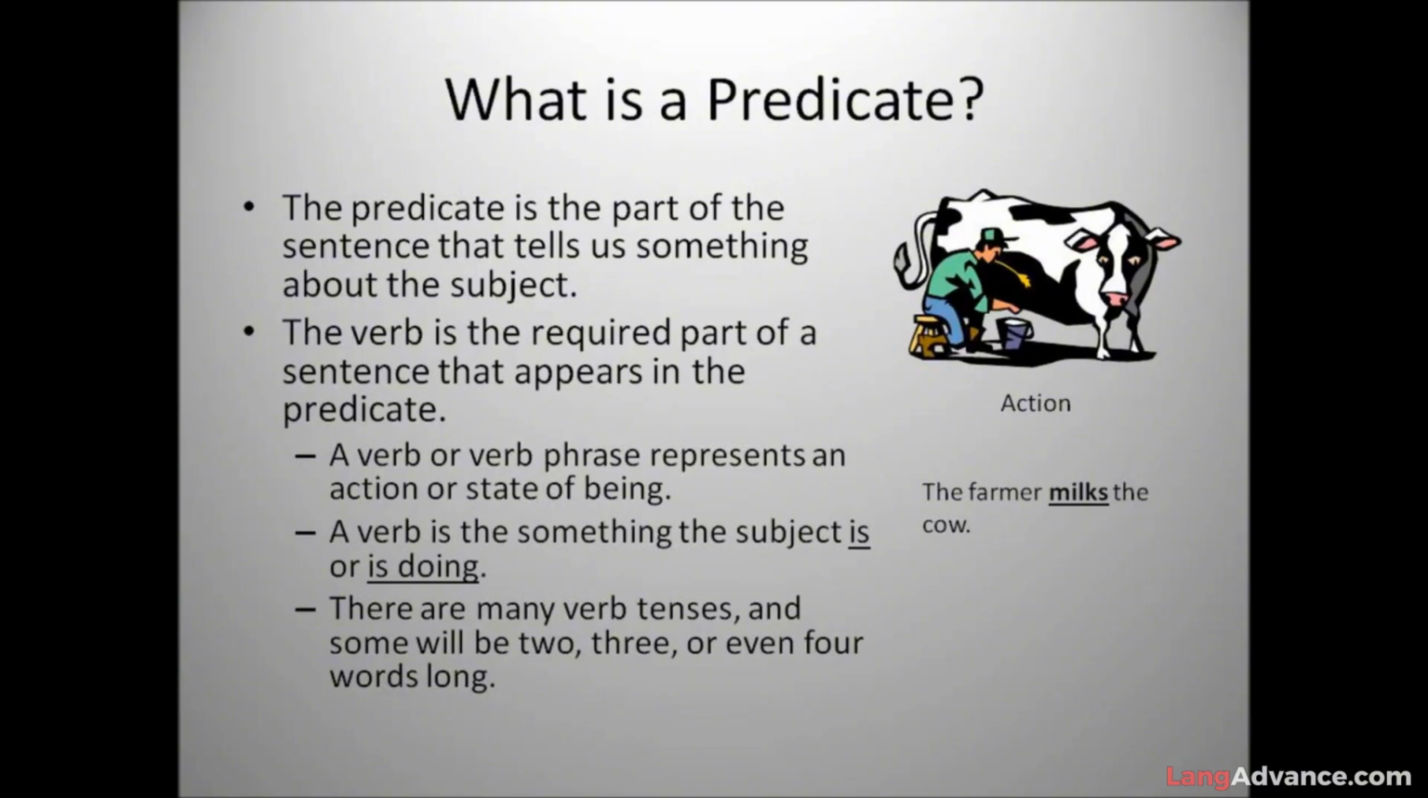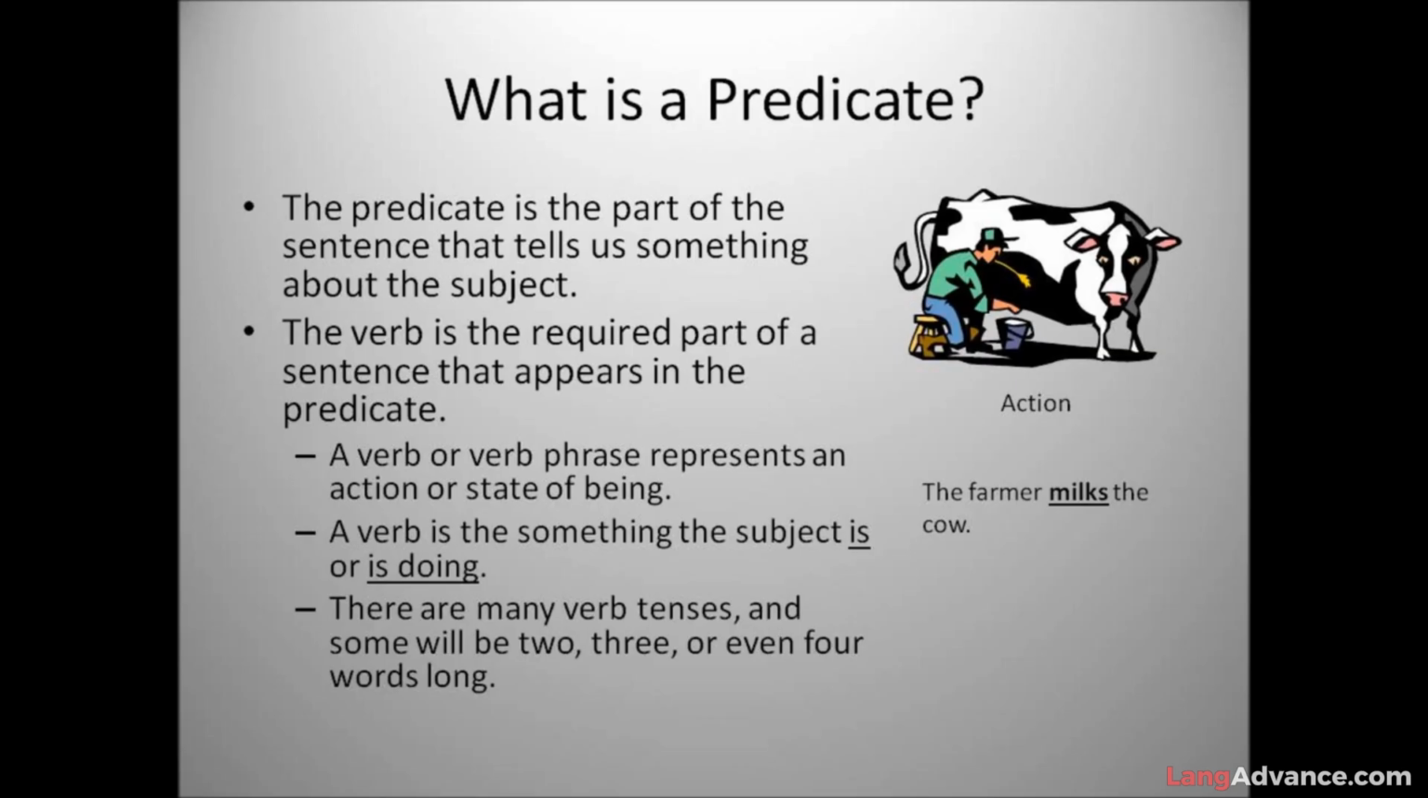Okay, and the verb or a verb phrase represents an action or a state of being. A verb is something the subject is or something the subject is doing. There are many verb tenses, and some will be 2, 3, or even 4 words long. Okay, so in the sentence, the farmer milks the cow, farmer is the subject. It's the person who is doing something, and milking the cow is what the farmer is doing. So milks is the verb.